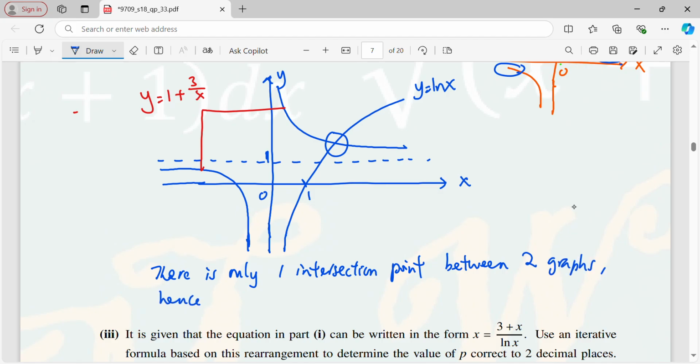Hence, ln x equals 1 plus 3 over x has only one root. Okay, so done for this question.